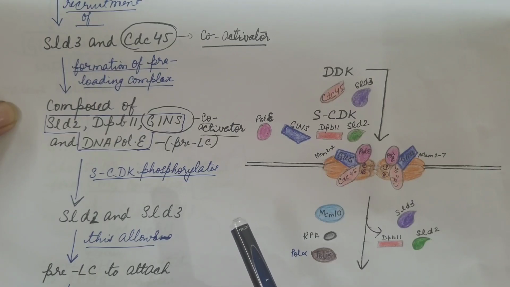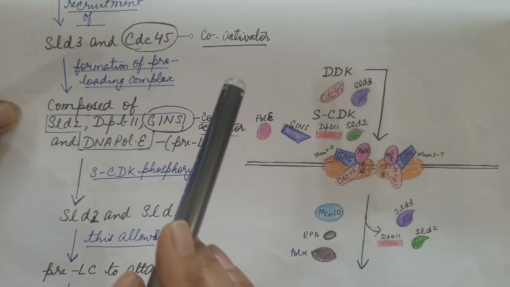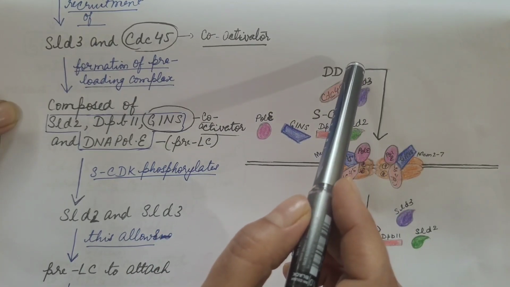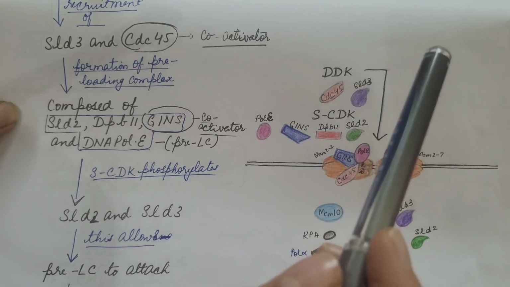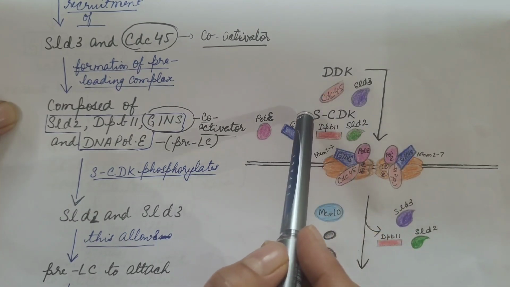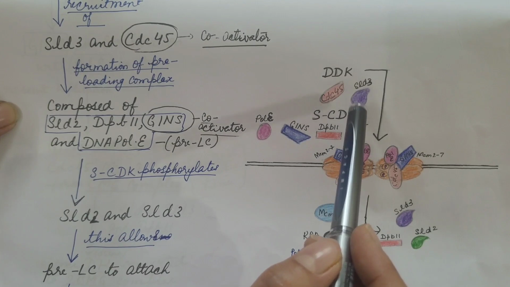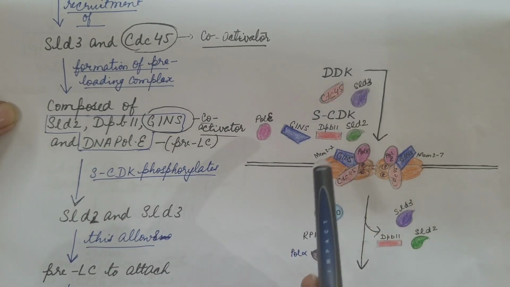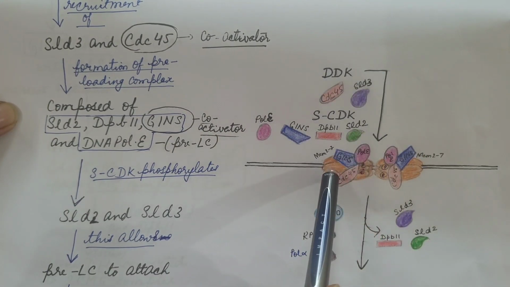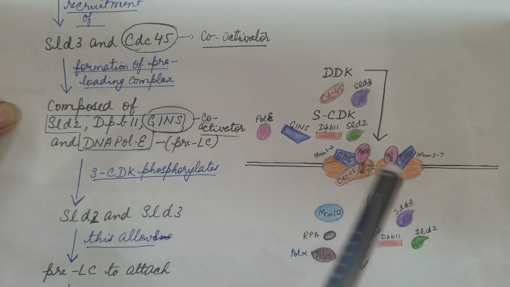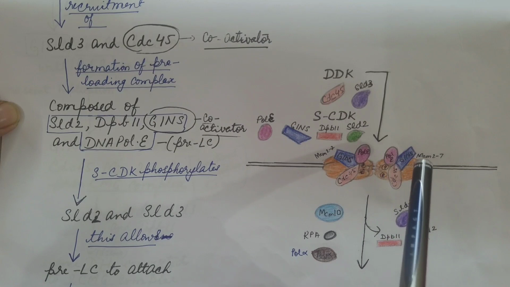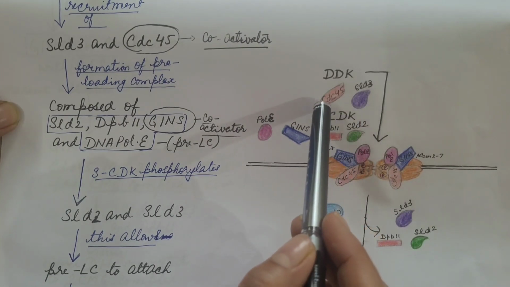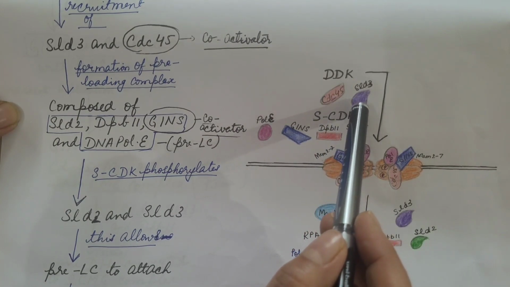So when the transition of the cell cycle takes place from the G1 to the S phase, then DDK, that is DBF4 dependent kinase protein, and SCDK, S phase cyclin dependent kinase protein, their level increases. DDK then phosphorylates MCM2-7 complex or the hexamer. This phosphorylation allows recruitment of CDC45 and SLD3.